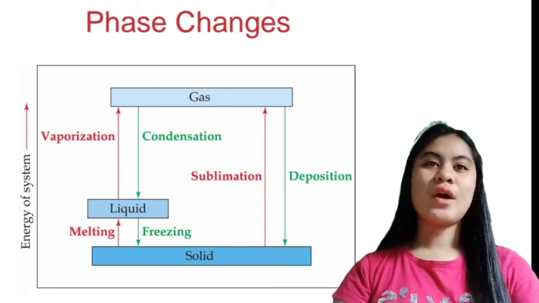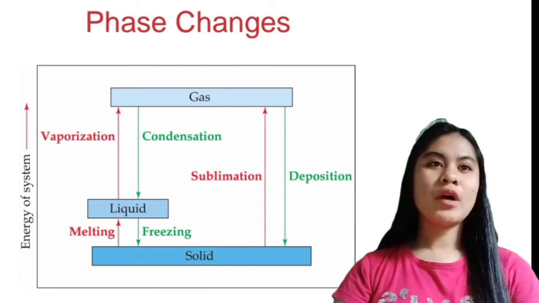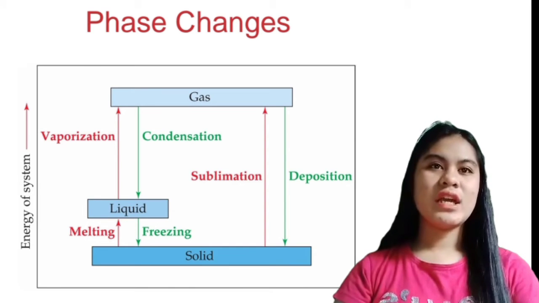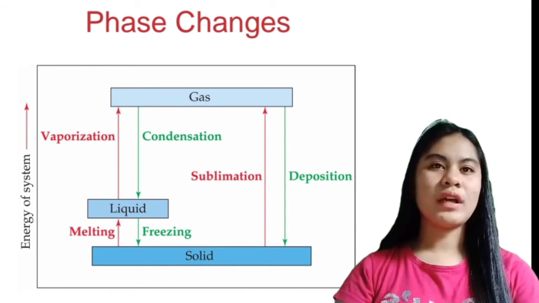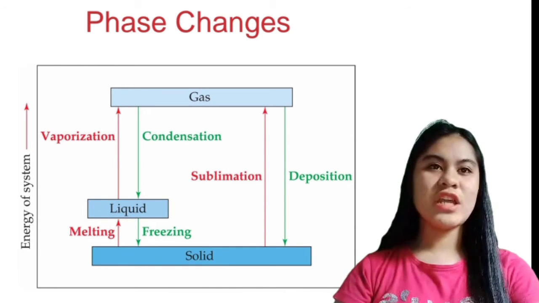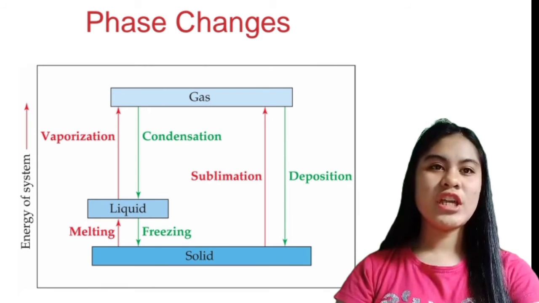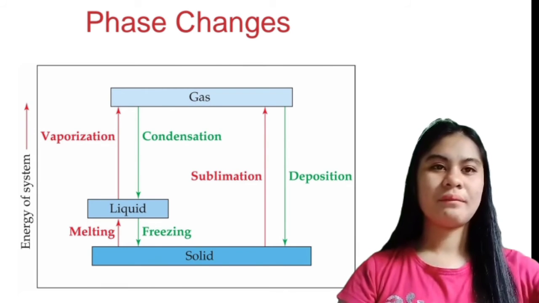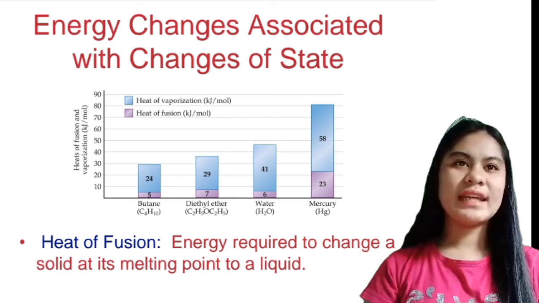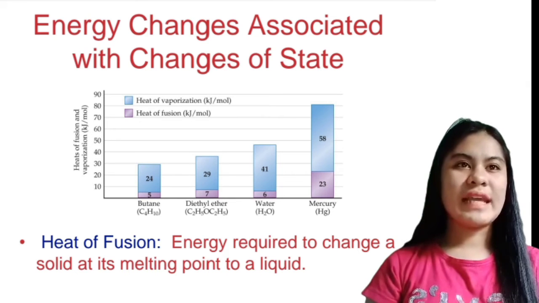Phase changes. When temperature changes, matter can undergo a phase change, shifting from one form to another. Examples of phase changes are melting, changing from a solid to a liquid; freezing, changing from a liquid to a solid; evaporation, changing from a liquid to a gas; condensation, changing from a gas to a liquid; and sublimation, changing from a solid to a gas.